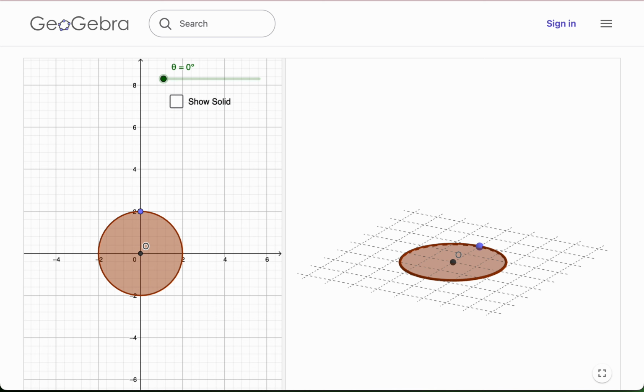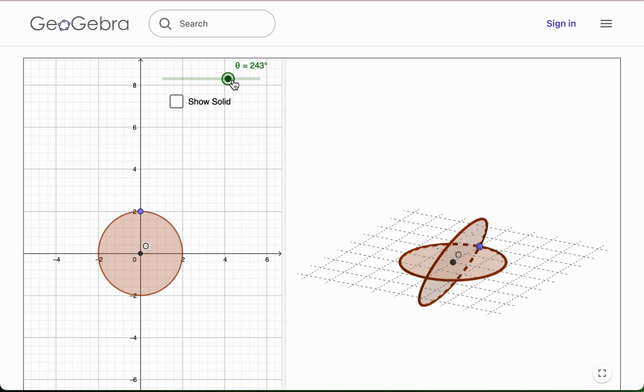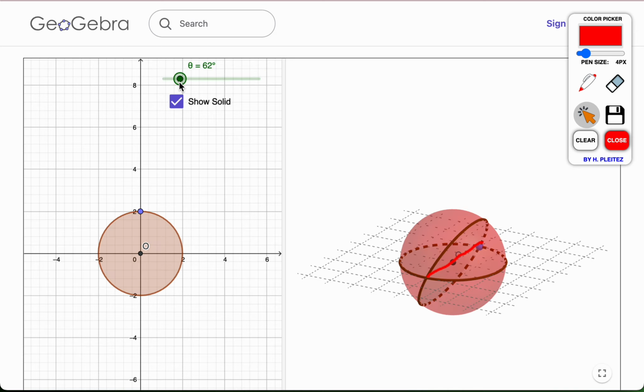Now the last one we have is a circle. So a circle, when we change our angle of rotation, we can kind of see what's happening here. This is the only different one because with triangles and rectangles, we rotate about sides, but with circles, we rotate about a diameter. And you can kind of see that in the animation, right? We're not rotating about a side, we're just rotating right about where our diameter would be. And again, you can see that diameter is staying in the same spot. And if I click Show Solid, what we are creating is a sphere.